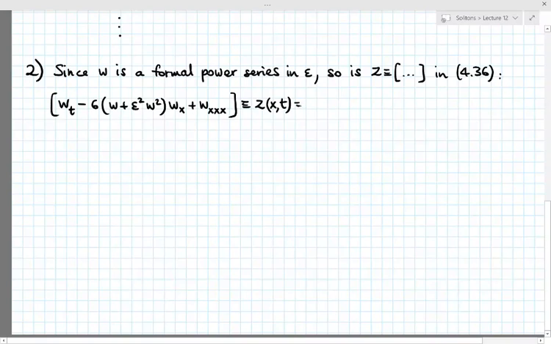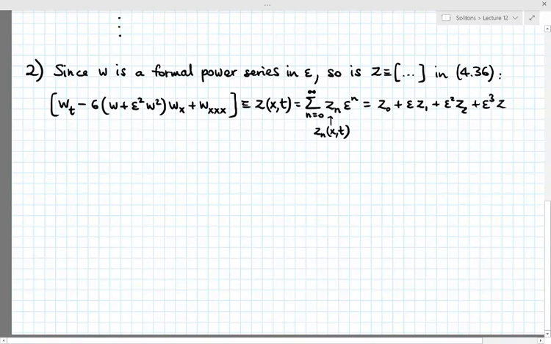And now we write it as a formal power series, sum n from 0 to infinity, Zn times epsilon to the n. The Zn are functions of X and T, and so we'll expand this as Z0, again a function of X and T, I'm omitting this from the notation, plus epsilon Z1 plus epsilon squared Z2 plus epsilon cubed Z3 plus higher order terms.